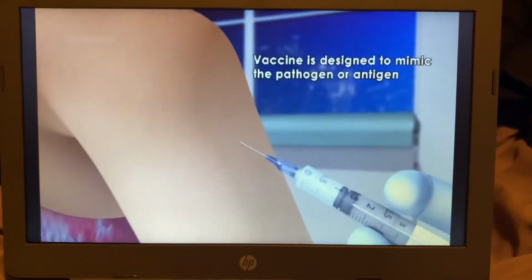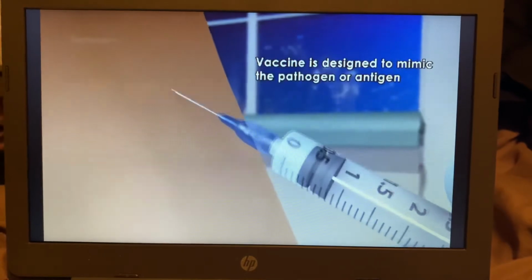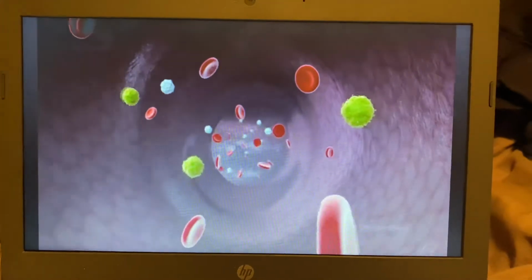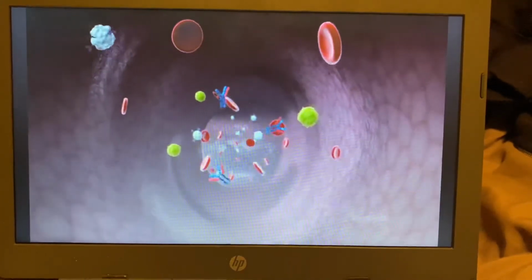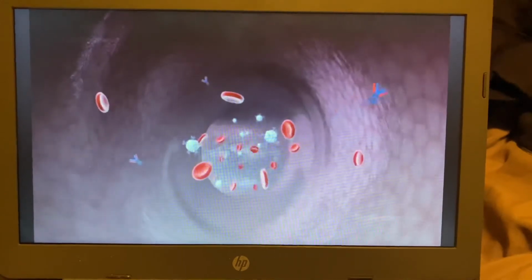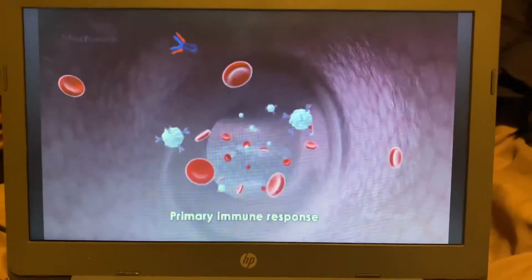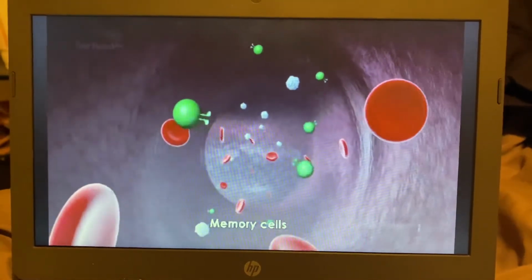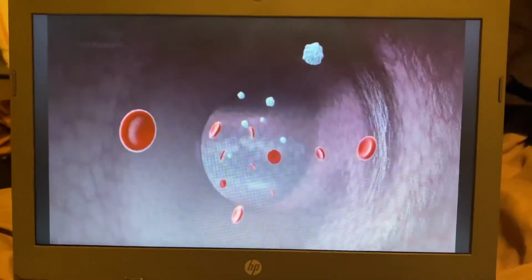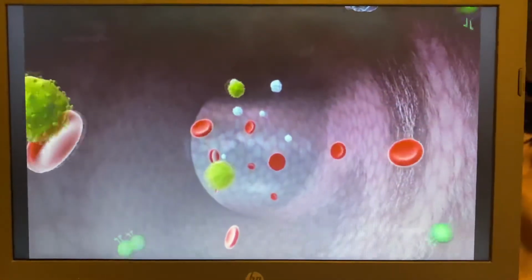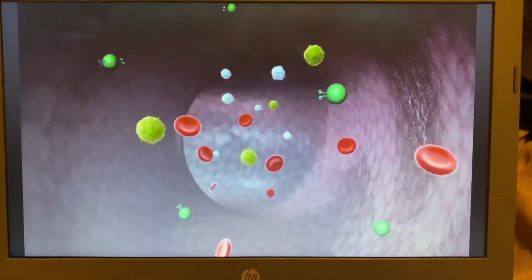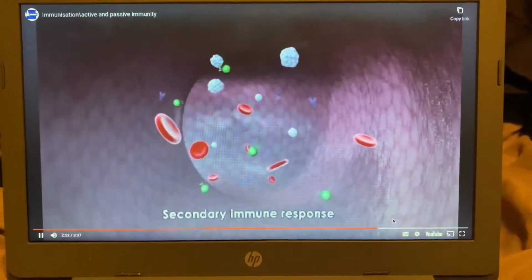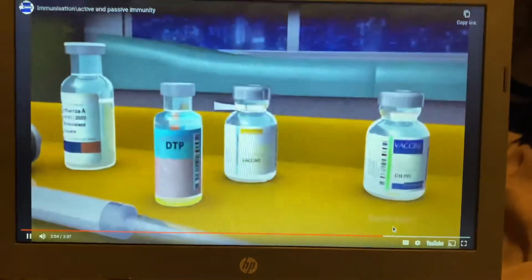A vaccine is designed to mimic the pathogen or antigen. When vaccinated, the immune system responds by producing antibodies for that particular antigen. This is a primary immune response. Along with antibodies, memory cells are also produced and are stored in bone marrow. If antigens invade again, memory cells will recognize them and quickly produce antibodies to combat them. This is a secondary immune response.